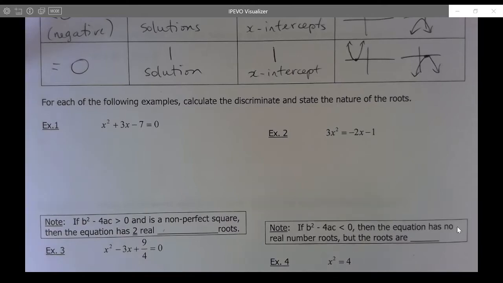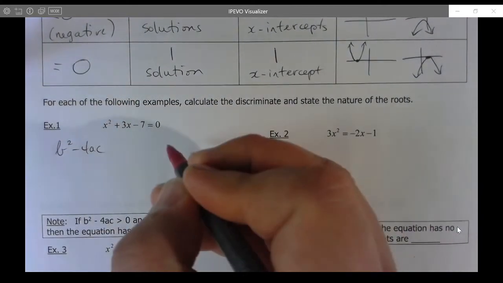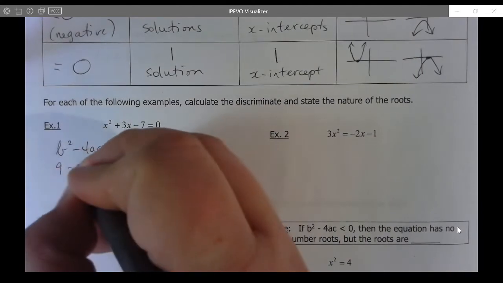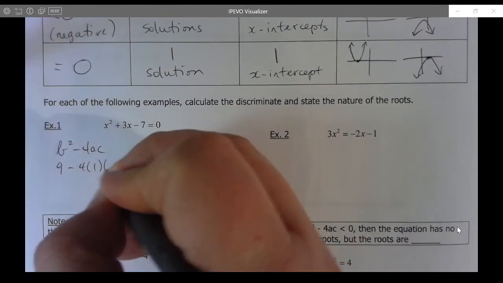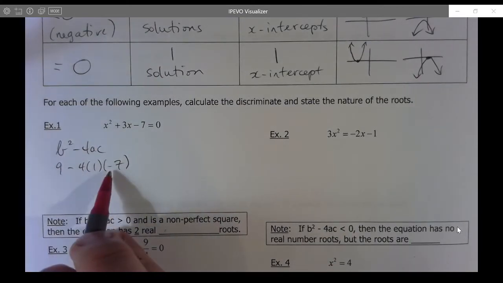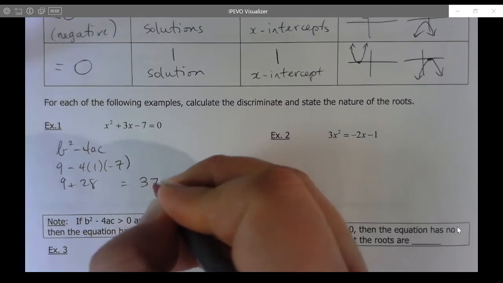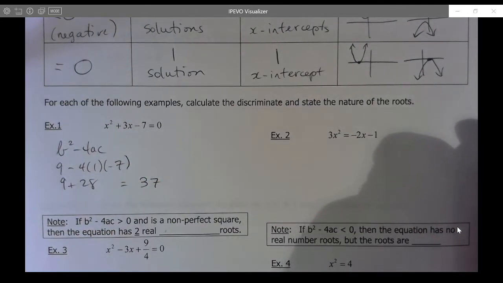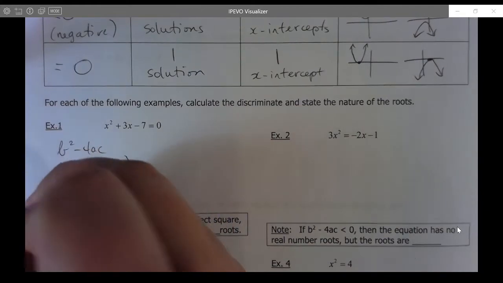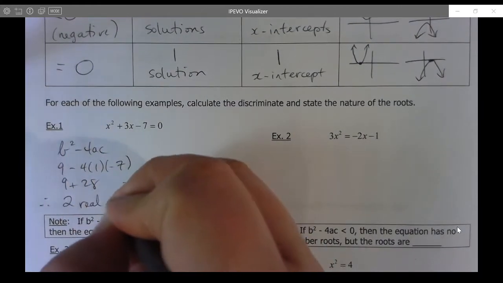Okay, so b squared minus 4ac for this one would be 3 squared, which is 9, minus 4 times 1 times negative 7. And 4 times 7 is 28, and it's a negative times a negative, so that's basically 9 plus 28, which is 37. So that would mean that it has, therefore, 2 real roots.